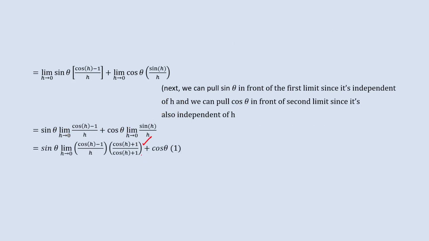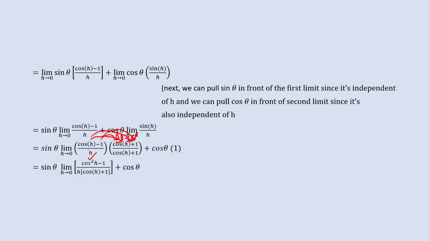We multiply numerator and denominator by the cos of h plus 1. Notice that we've subbed in a 1 directly for that quantity there. Now, we're going to multiply those numerators and denominators. And when we do that, the cos of h times the cos of h is cos squared h. And then we add cos of h and subtract cos of h and subtract 1. So we get cos squared h minus 1.